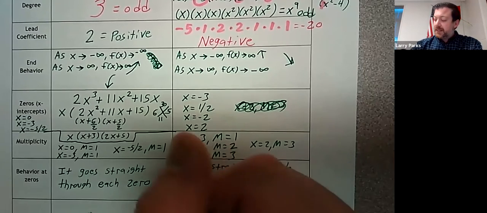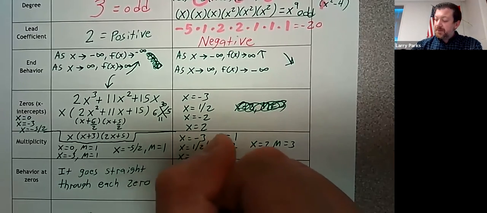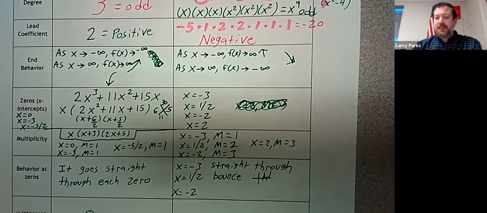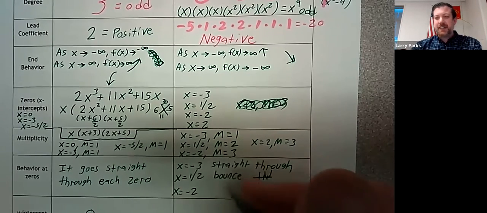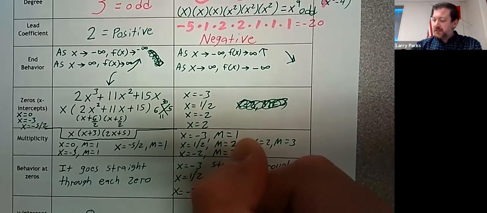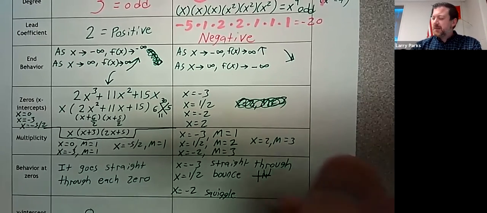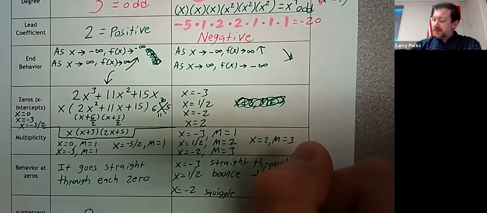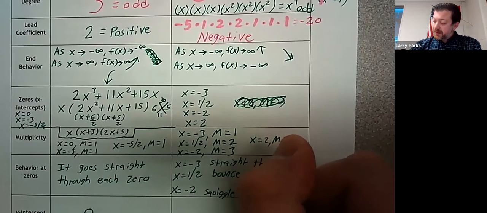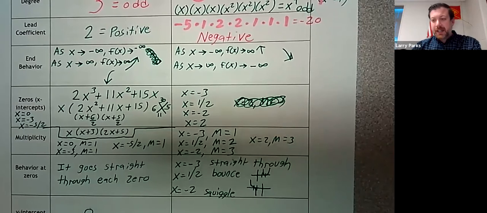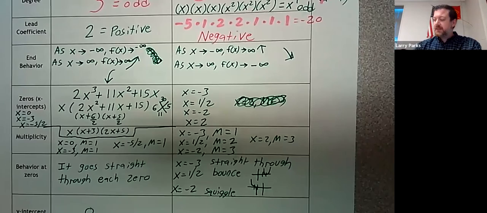And then for x equal negative 2, remember when the multiplicity is odd, it does a, I guess you could call it a squiggle. I don't think I spelled that right, but a squiggle. Negative 2 means it does something like that. Could be upside down. Okay.